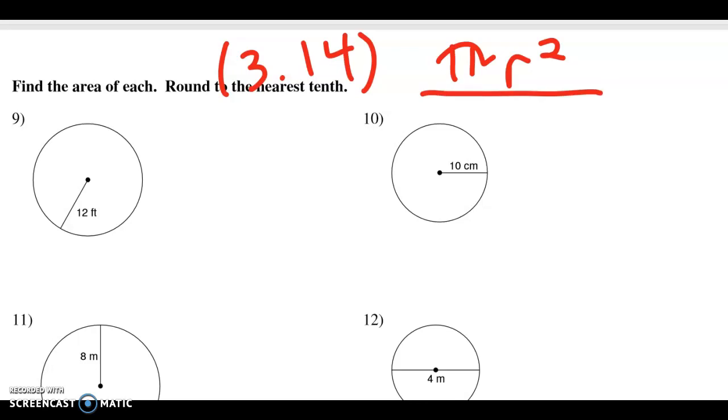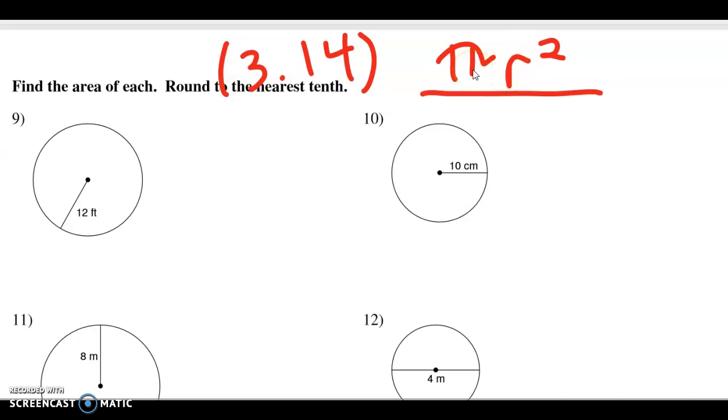Hey guys, okay, so we talked about circumference of a circle, which is where you are measuring the outside of the circle. So now today we're going to talk about area of a circle. Okay, the formula for area, and I've already written it for you, is pi r squared.